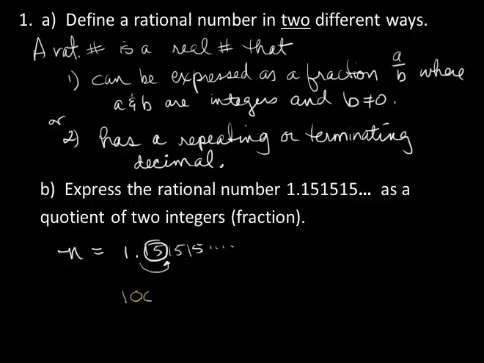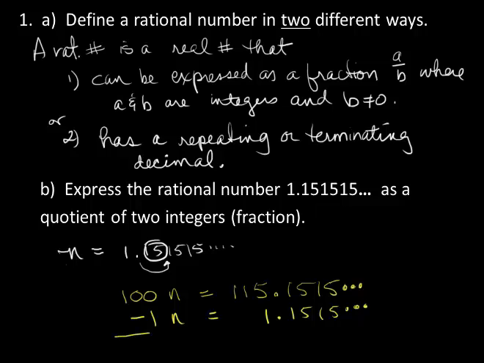Want to make my plan. 100n then is equal to 115.1515 repeating ... The decimal point is already at the beginning of the first repeating block, so I don't need to multiply n by any power of 10 before subtracting it. I will just subtract 1n, and that is 1.1515 repeating. Notice how I lined up my decimal point.